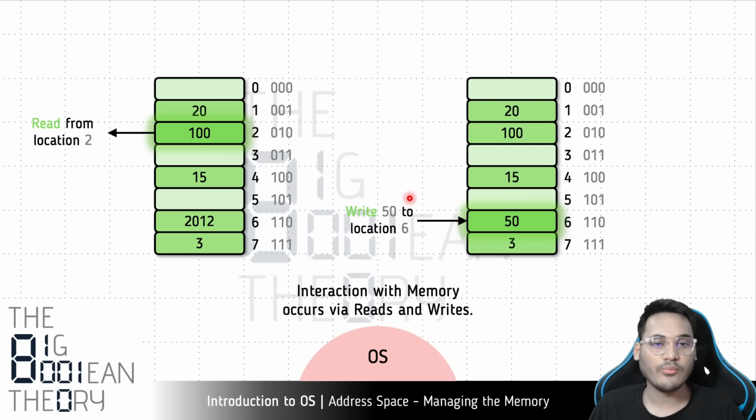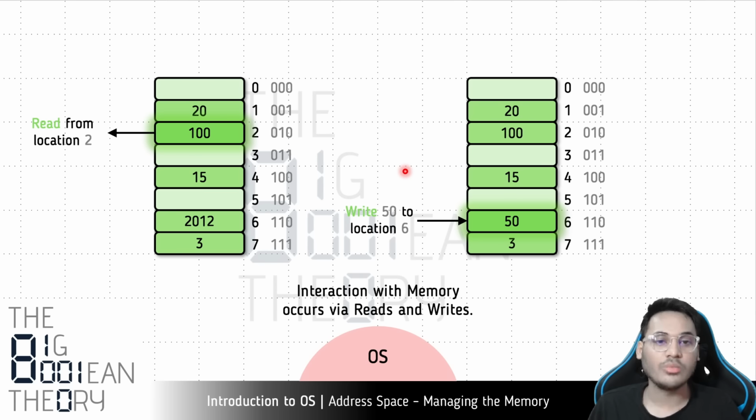In the example for the write operation, we are saying write 50 to location 6. This is location 6 in the memory, and in this place we want to write the data 50, and that will be stored in this location. This is how the interaction with the memory takes place in the form of read and write operations. These read and write operations are also known as loads and stores in the context of the computer system. Now we have an idea how the memory looks from the perspective of the operating system and what the nature of interaction is.